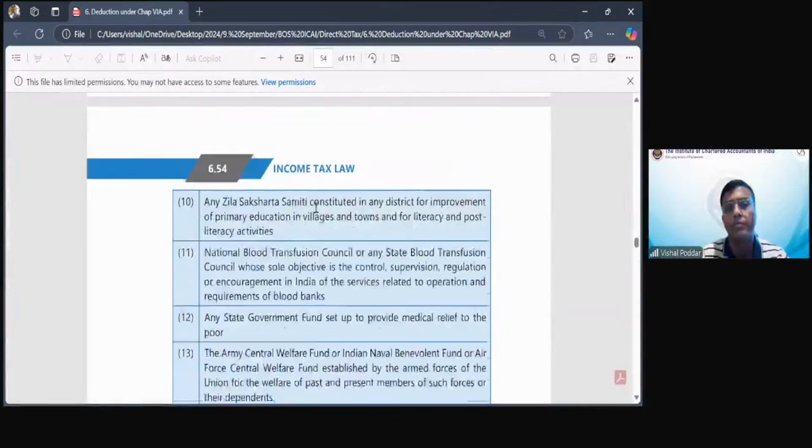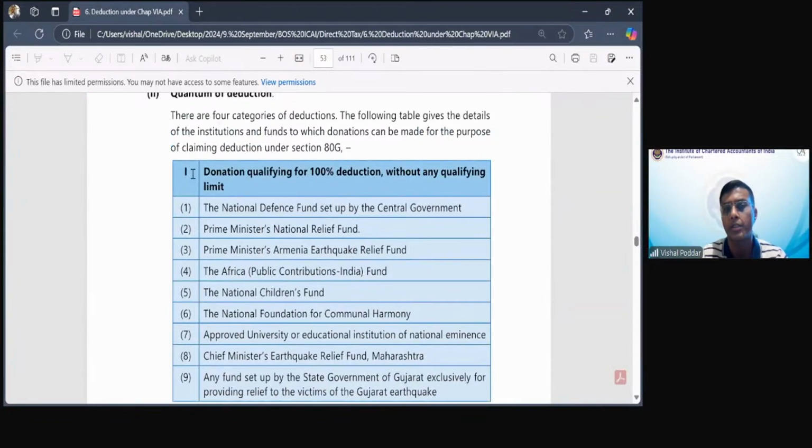Now see this list. This is category first. What is the category? There is no qualifying limit. So there is no limit and the deduction is 100%. You will find all names which are of funds and no person's name you will find. Because our rule is no limit is only for funds. But yes, in this list, as an exception, you will find names of a few institutions. But that also you can remember because they are either for education or for medical or for communal harmony. Only these three institutions are covered. For promoting education, for promoting medical, and the third one is for maintaining communal harmony.